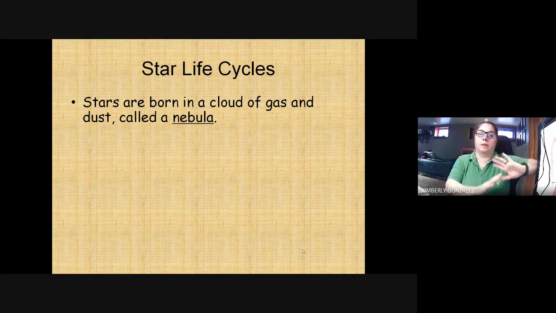You saw the nebula theory the other day when we were talking about the asteroid belt. So it's pretty much the same idea as when our solar system was born.